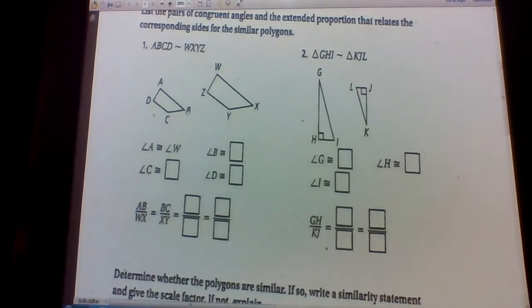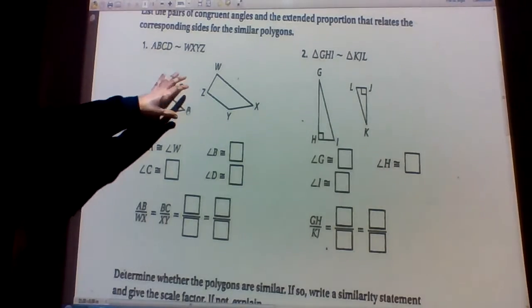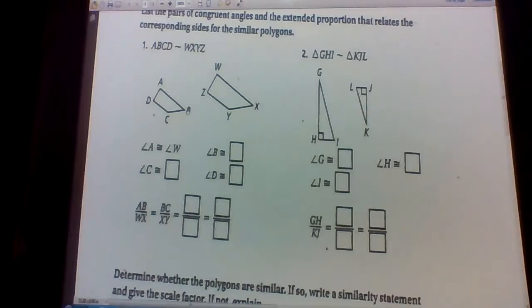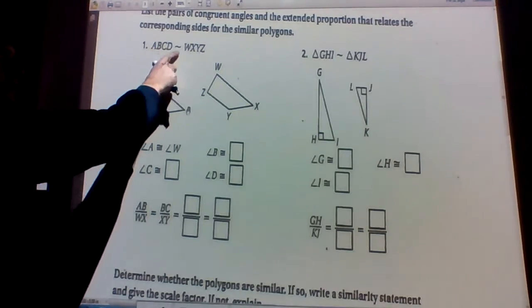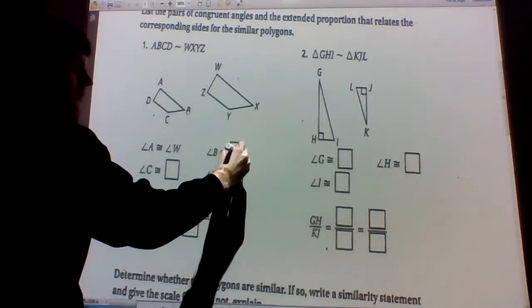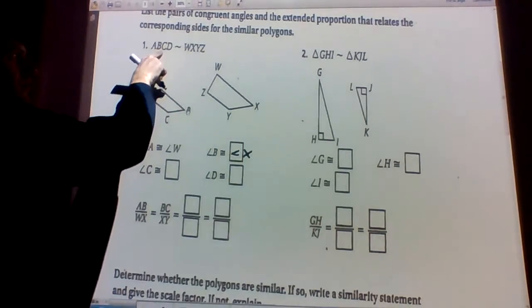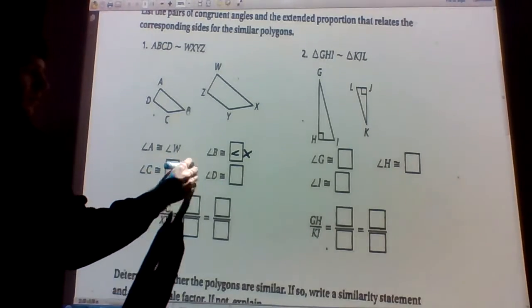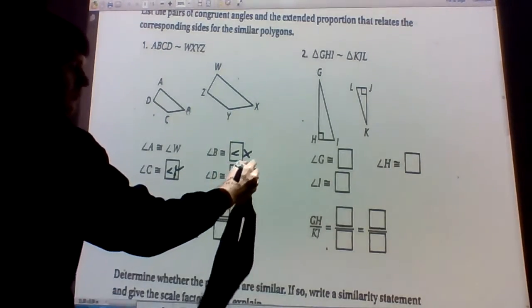similar figures. So if these two quadrilaterals are similar, which it says they are, their corresponding angles are going to be congruent. So angle A is congruent to angle W. Angle B is congruent to angle X. Angle C is congruent to angle Y. And then angle D is congruent to angle Z.